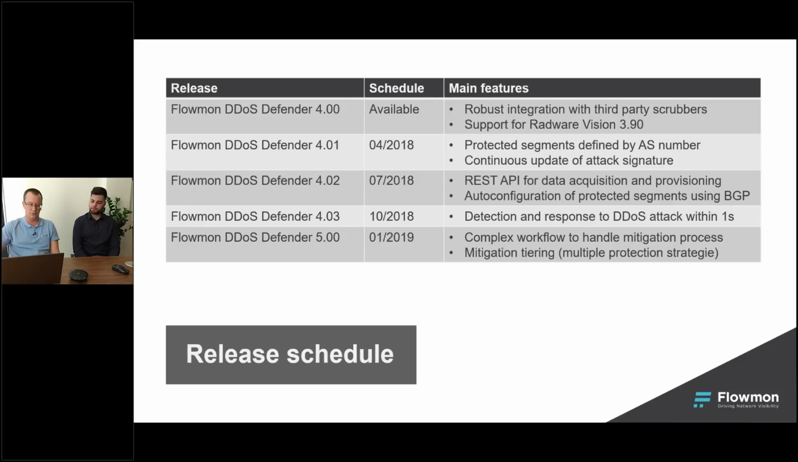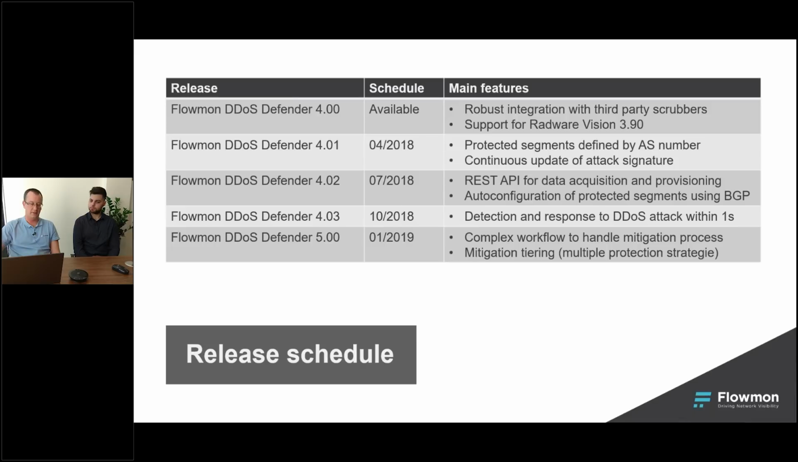In 4.2, you can look forward to a full REST API covering DDoS Defender, which of course helps not only data acquisition but also provisioning for ISPs or data centers. And we plan to include auto configuration of the protected segments. So basically a special module, a special piece of software that will sit on Flowmon and that will actually look for BGP table updates to adjust the configuration of protected segments. There is also a goal to shorten the detection time frame. So we expect to release that in October 2018.